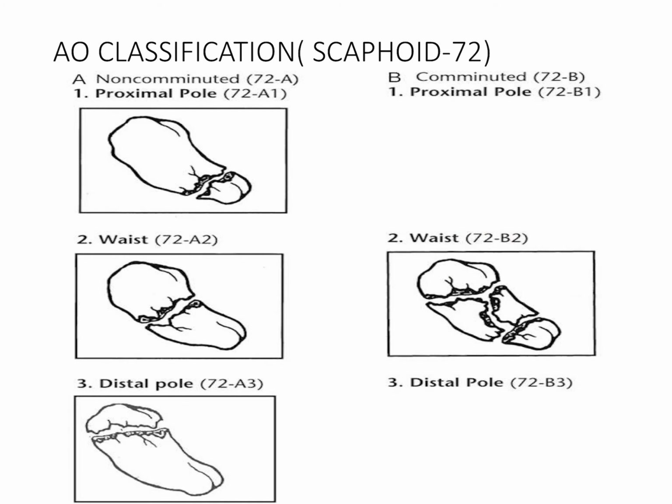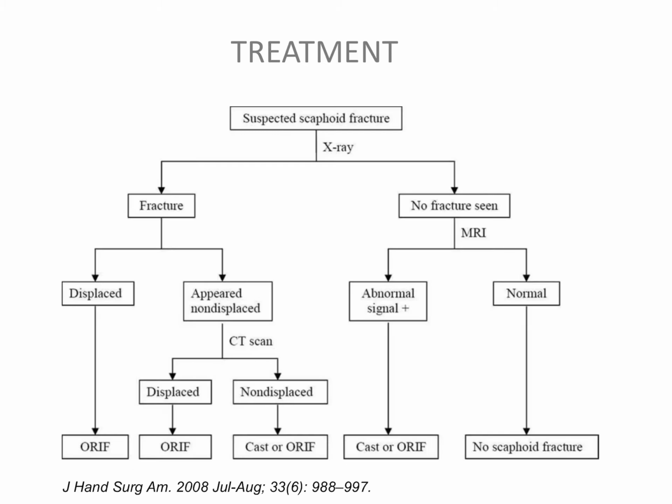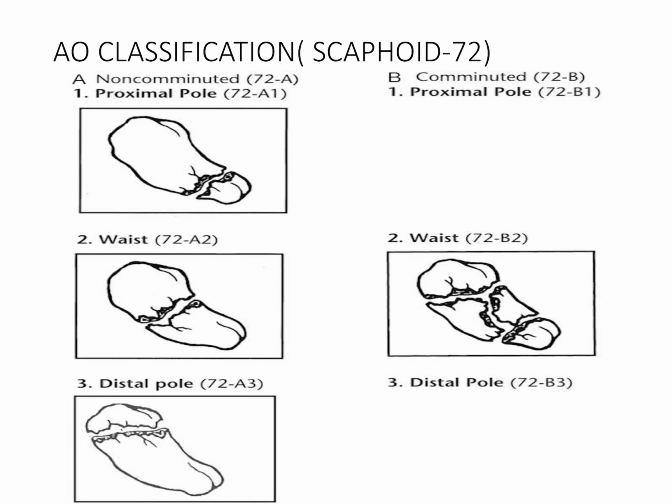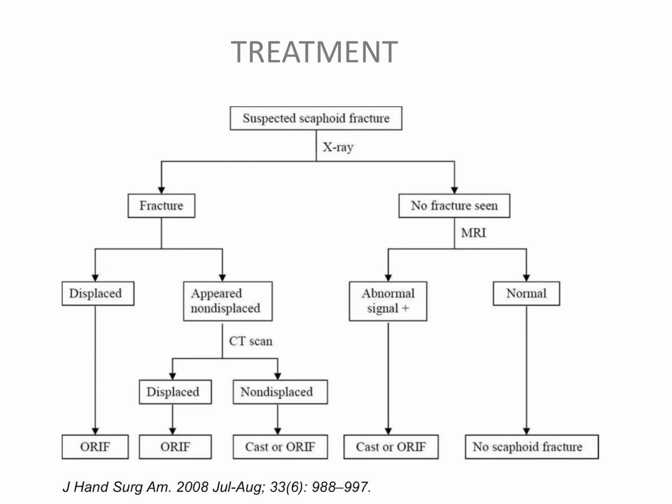AO's classification, that is proximal pole fracture, waist fracture, distal pole fracture, and here again the B is there, comminuted fracture, proximal pole, waist and distal pole. Next. So what should be the treatment?